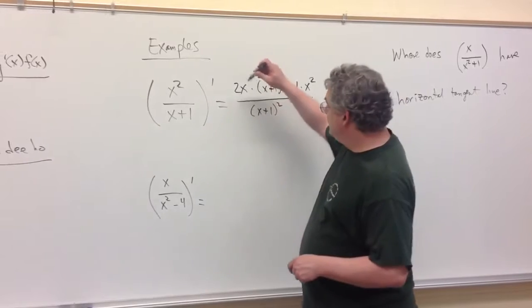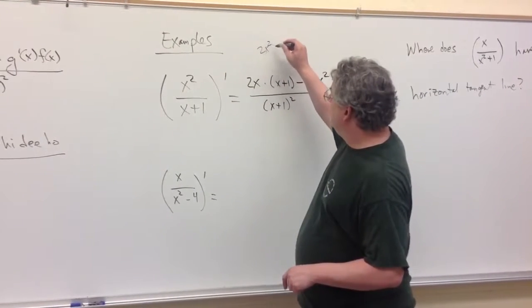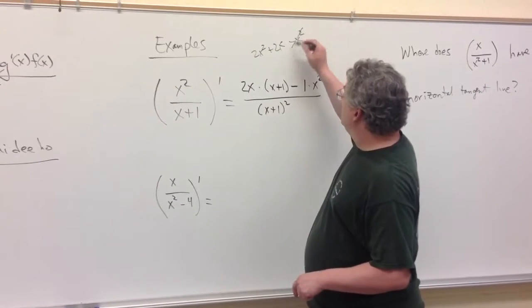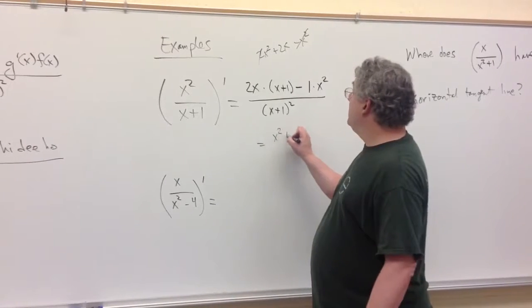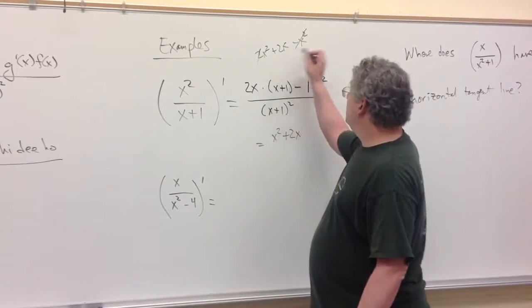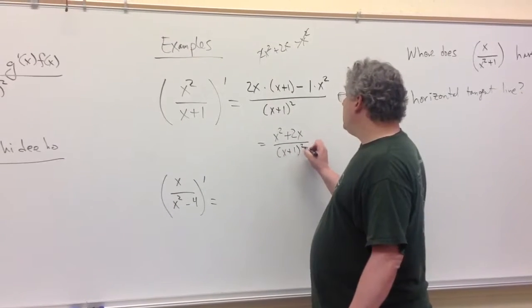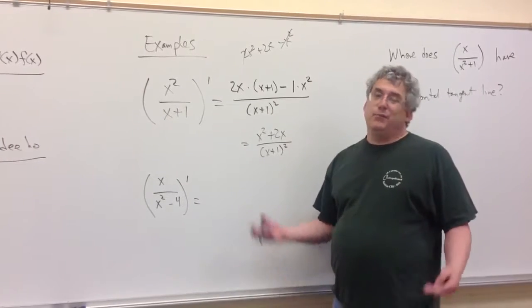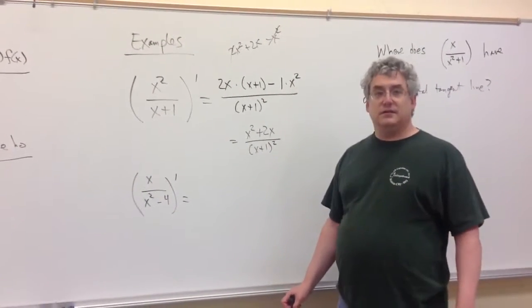So let's do this, just above it. 2x times this is what? 2x squared plus 2x minus x squared. I can cancel one of them. So I'm going to end up with x squared plus 2x for the top over x plus 1 quantity squared. Now, I could factor the top again. But unless I really need to, I'm satisfied with this.